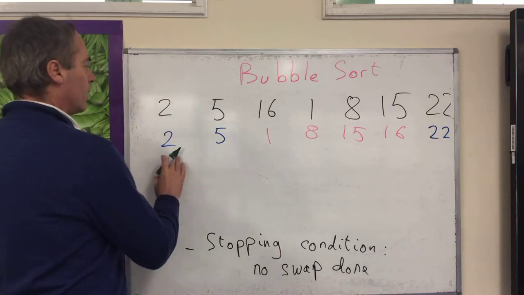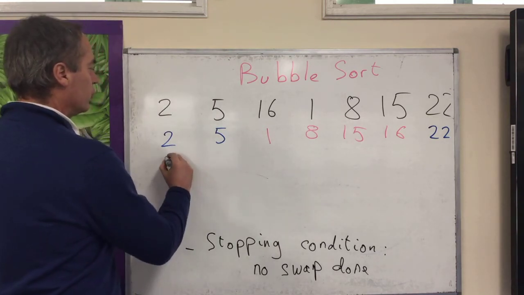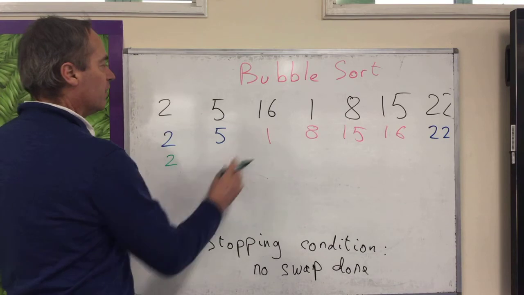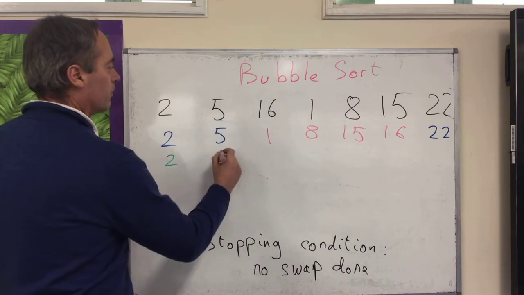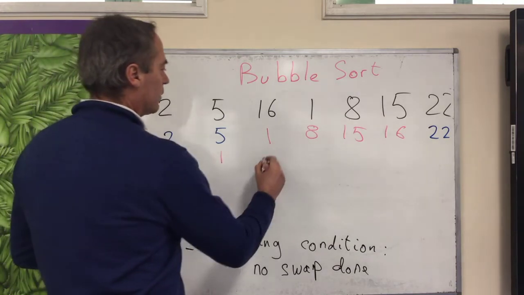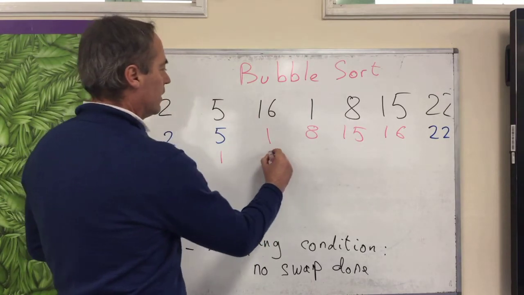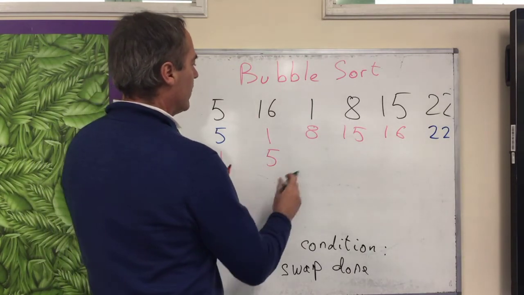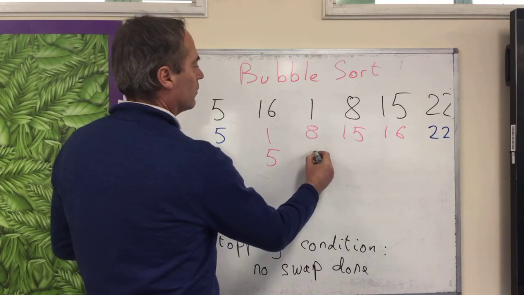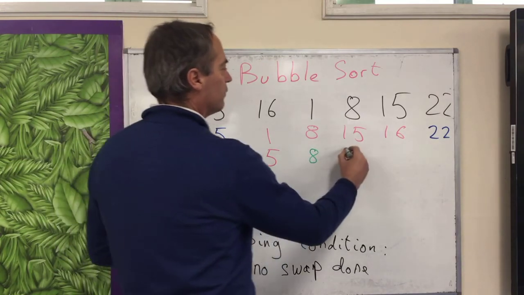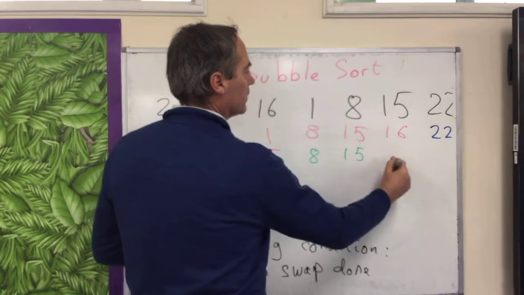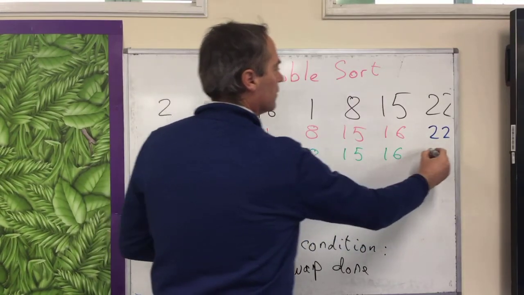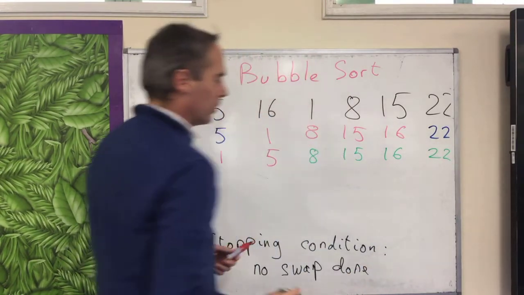Next, 2 and 5, no swap, but 5 and 1, there's another swap. Our first one, the second time. So 5 is here now. And I'm comparing 5 and 8, no swap. 8 and 15, no swap. 15 and 16, no swap. 16 and 22, no swap.